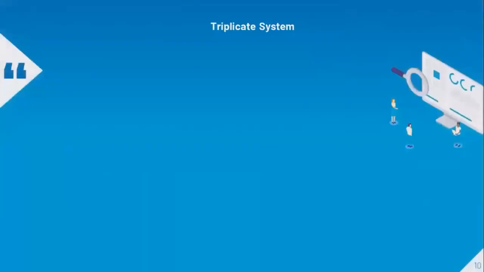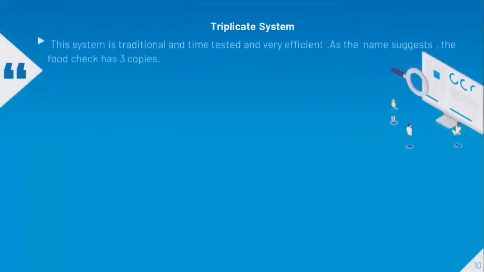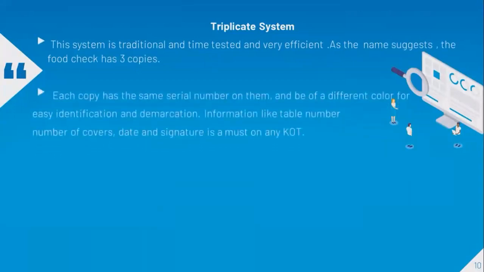So let's begin with understanding our triplicate system. This system is traditional and time-tested and very efficient. As the name suggests, the food check has 3 copies. Each copy has the same serial number on them, but could be of a different color for easy identification. Information like table number, number of covers, date, signature of the steward is a must on any KOT. KOT is kitchen order ticket.